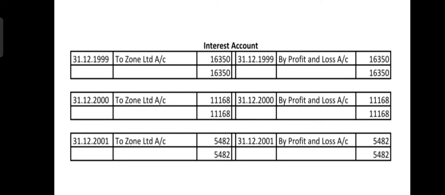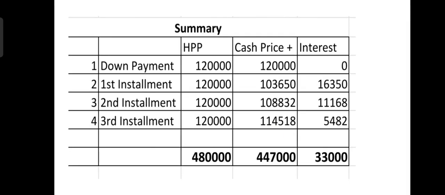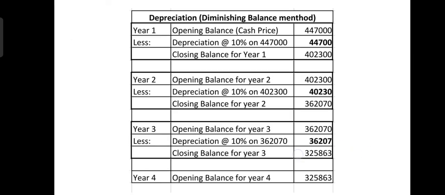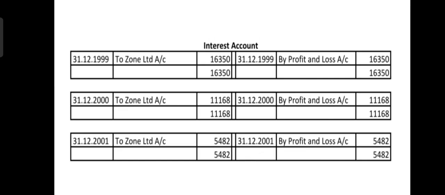Then one more account, that is the interest account. To whom are we paying interest? We are paying interest which is included in the installment amount. This is the summary we can see here: 16,350, 11,168, 5,482. So in this 1,20,000 it is included. Now this is an expense, and we need to transfer it to the interest account, which we did here.